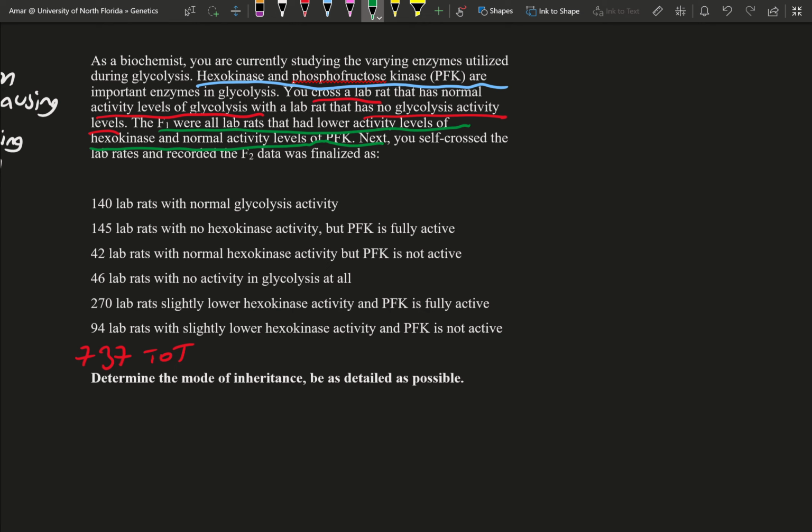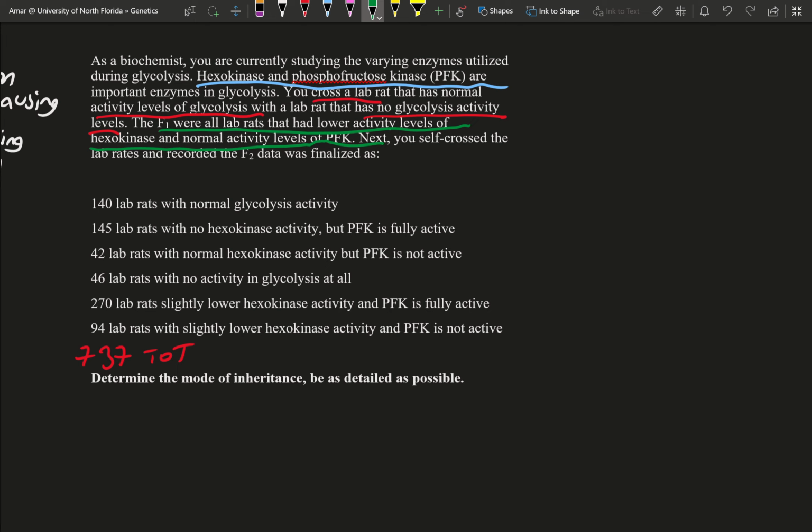If you remember from my previous videos, you should always separate out the traits into their own separate calculation, right? Because right here we have a very complicated situation where we have two different traits, which are just hexokinase activity versus phosphofructokinase activity. We need to separate those out so we can get a better picture of what's happening over here.